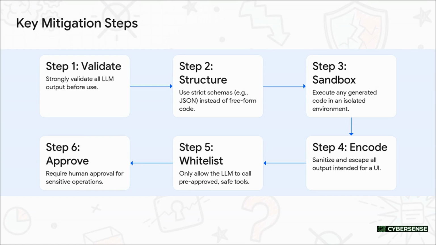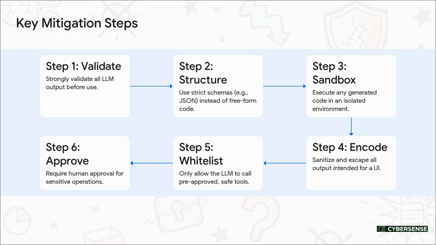Your playbook really has 6 key steps. 1. Validate the output. That's just checking your intern's work. 2. Use structured formats like JSON instead of letting it write raw code. Give it a template to fill out. 3. If you absolutely have to execute its output, do it in a sandbox, a safe, isolated play area where it can't do any real damage.